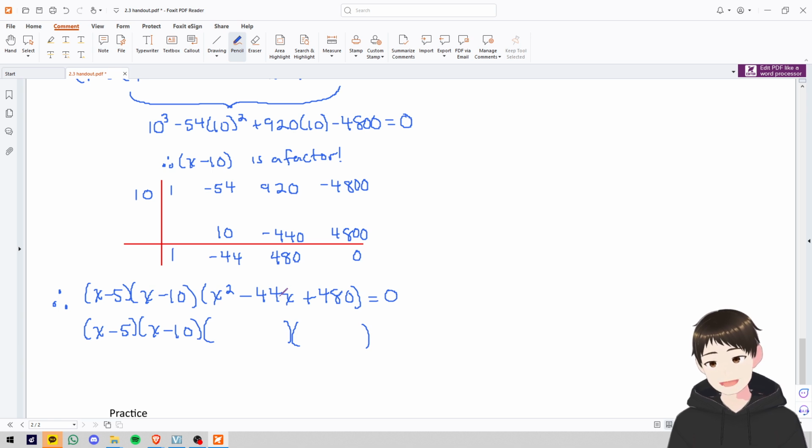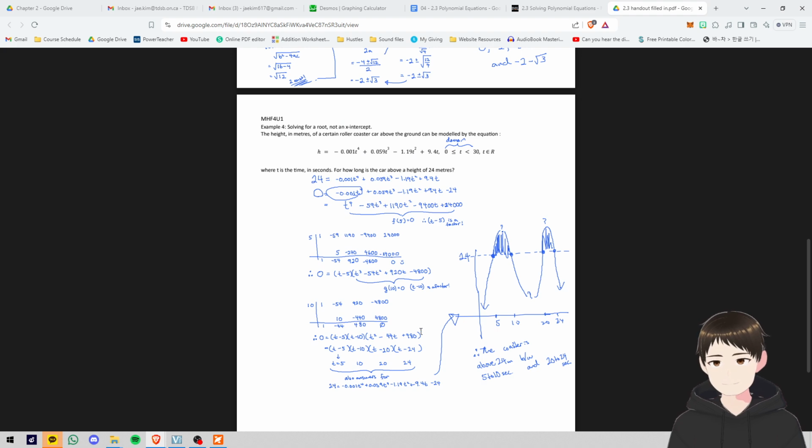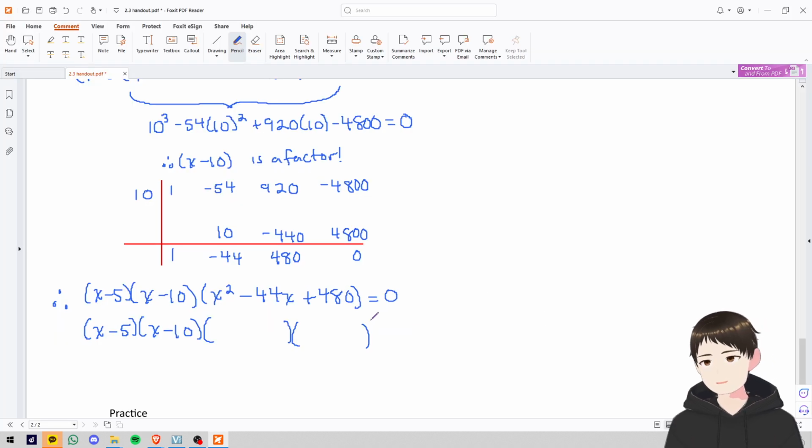60 times 8, too big. 60, 50, 48. 48 times 10, that's too big too. Oh man, what am I doing here? 20 and 24. Yeah, I wouldn't have thought of that with my tired brain right now.